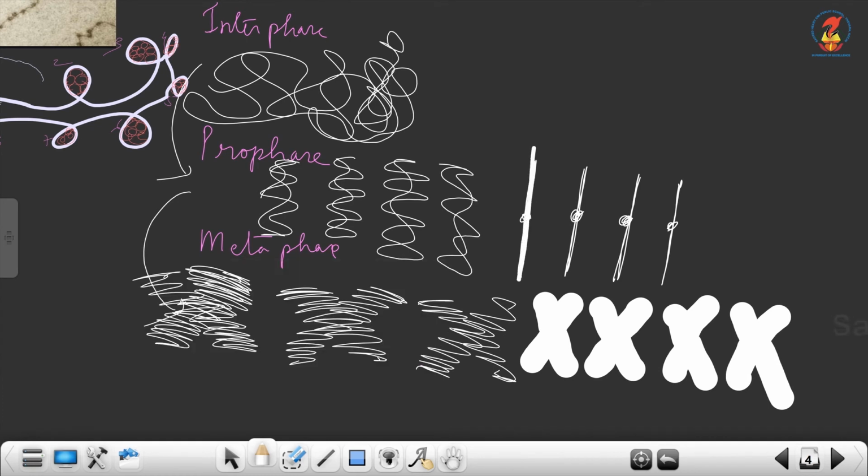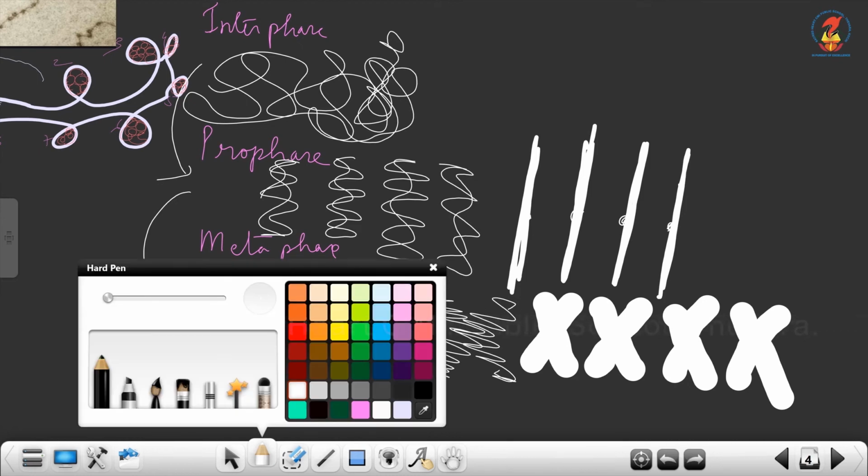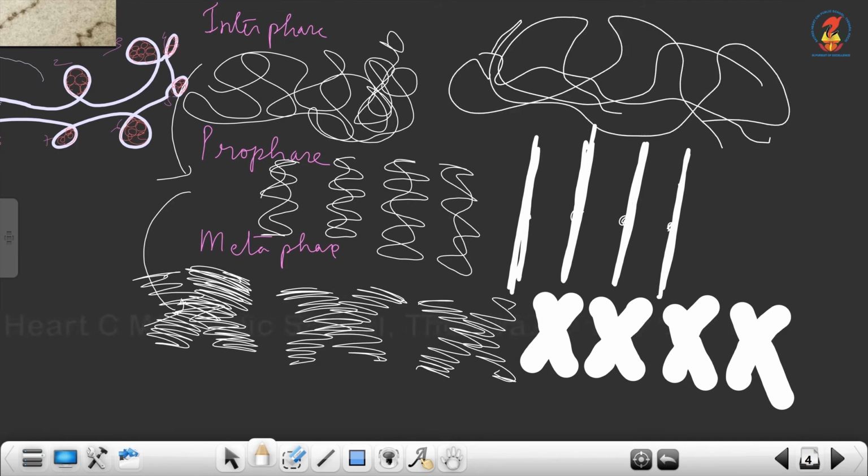If I revert to this, it is longer and less thick, whereas in this one you can see the chromatin threads. I must make it very thin. 1, 2, 3 and 4. So, this is representing interphase, this is representing prophase and this is representing metaphase.